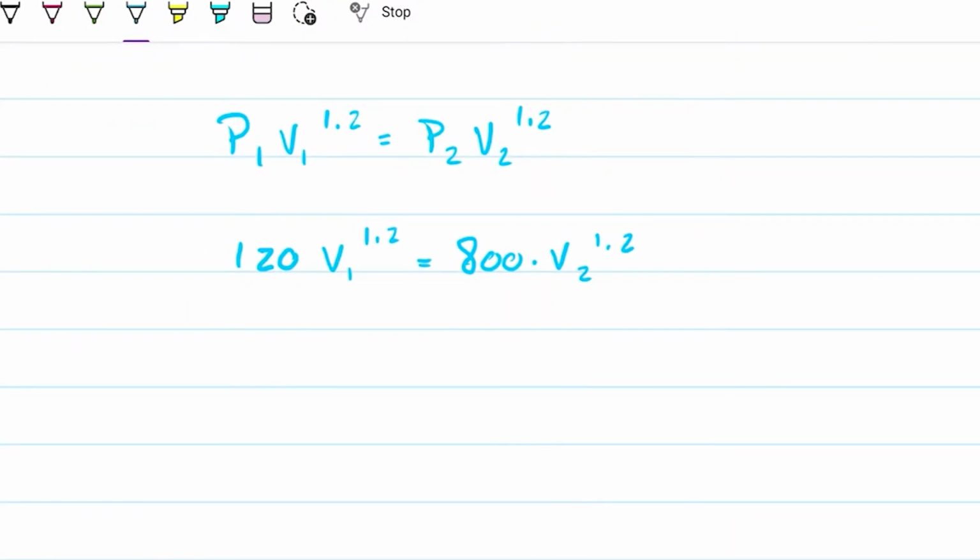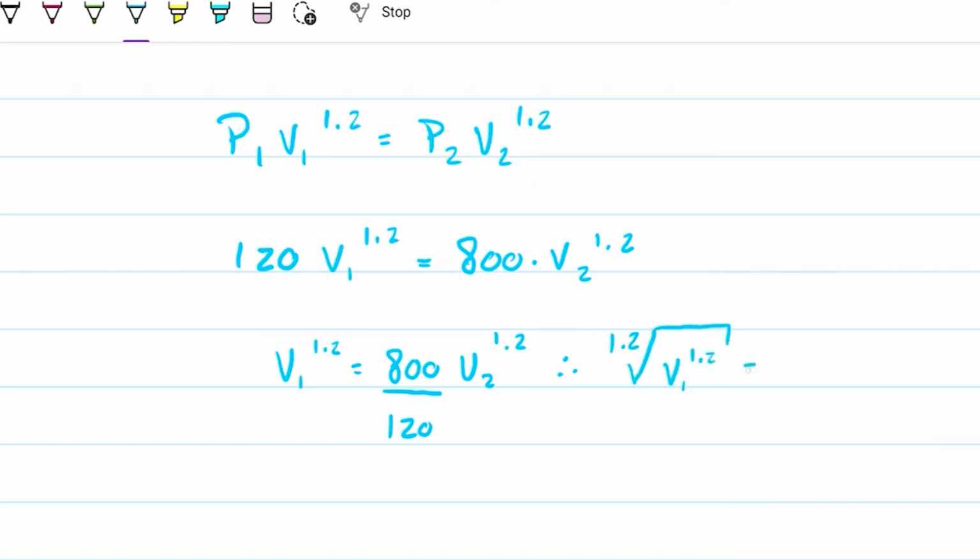Okay, so in this case here, I'm going to say that my V1 to the 1.2 is simply put my 800 divided by my 120 times my V2 to the 1.2, which means that if I take the root of 1.2, V1 to the 1.2, and I also take the 1.2 root of 800 over 120 V2 to the 1.2, I can find out what is the relationship between the two of them.